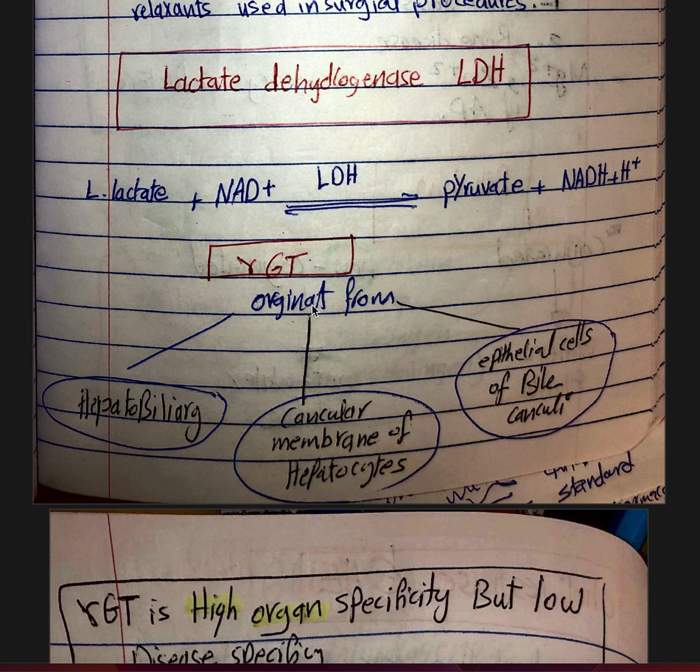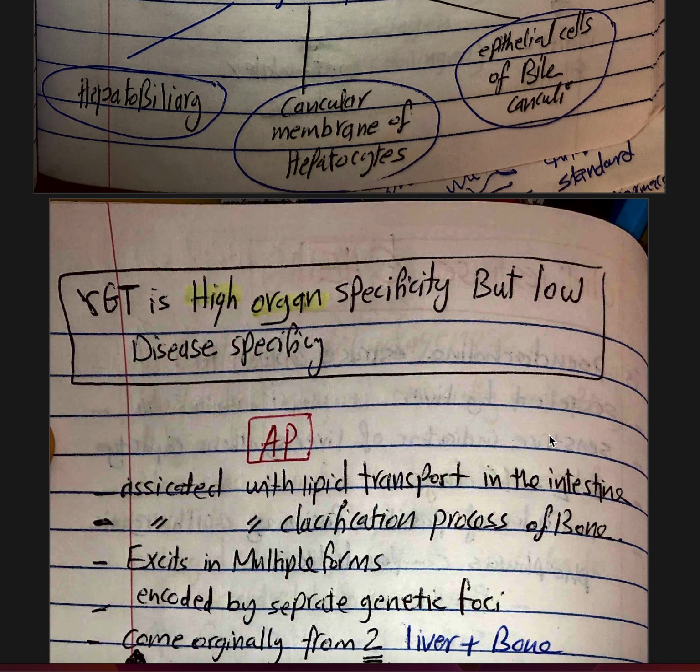Then gamma glutamyl transferase originates from the hepatobiliary system, because we said it is a membrane-bound enzyme. It is present in the canalicular membrane of the hepatocytes and the epithelial cells of the biliary canaliculi. That's why we said it is present in the hepatobiliary system, everything in the membrane. Gamma glutamyl transferase has high organ specificity but low disease specificity.